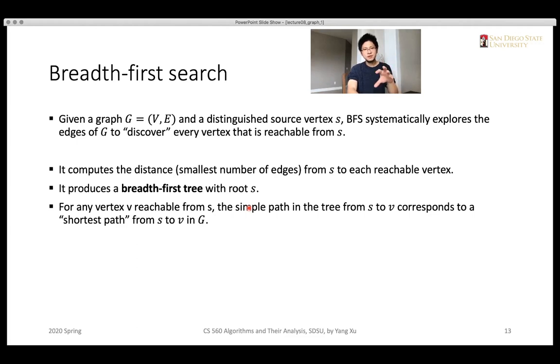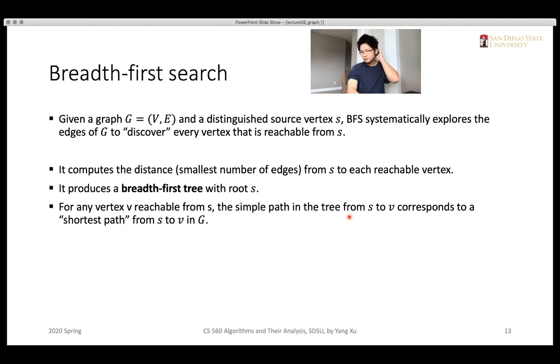After the BFS is done, for any vertex V that is reachable from S, we can have a simple path in the resulting BFS tree from the root S down to the vertex V, and these paths correspond to a shortest path within the graph that connects the vertex S and the vertex V. So we're basically converting the graph to a tree, and each node within the tree has a number computed, and that number tells us how far away that vertex is from the root vertex S.